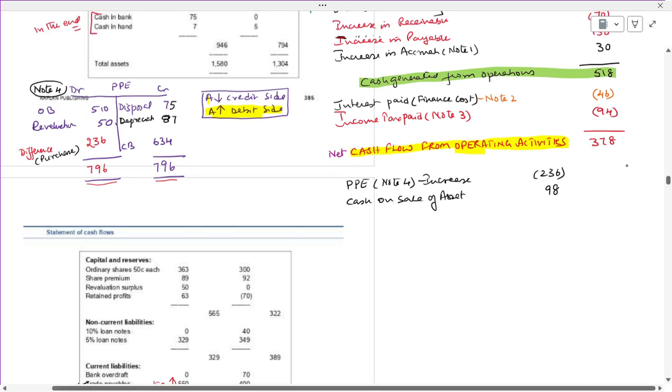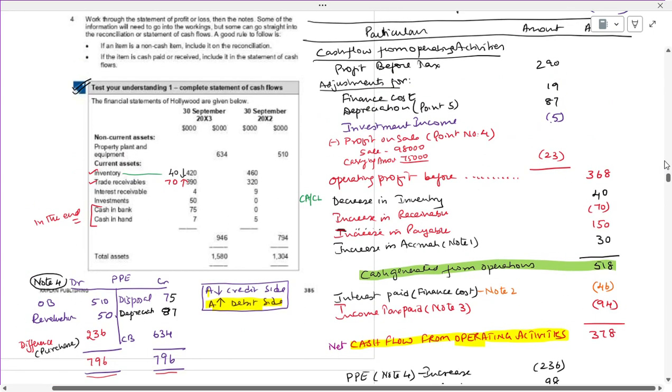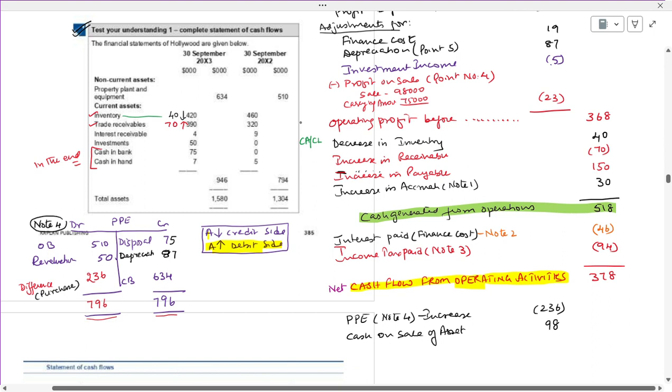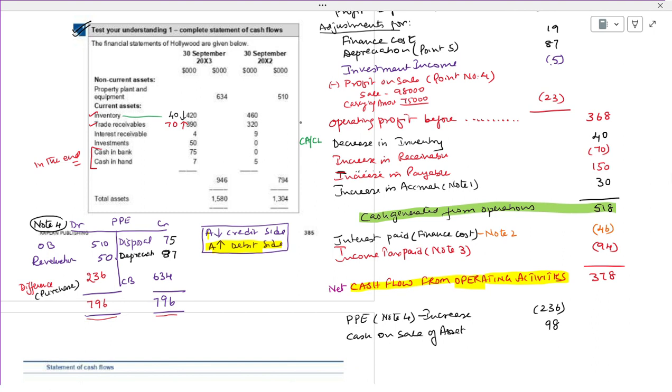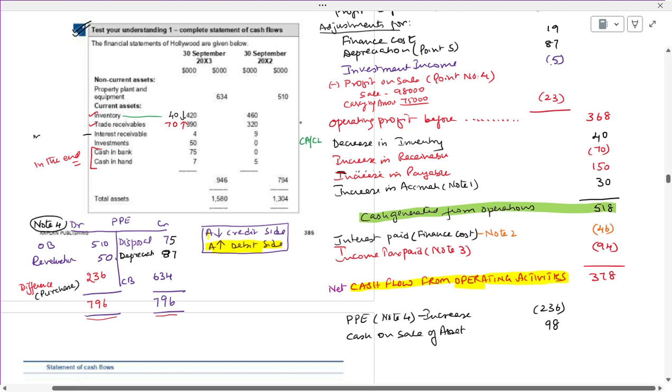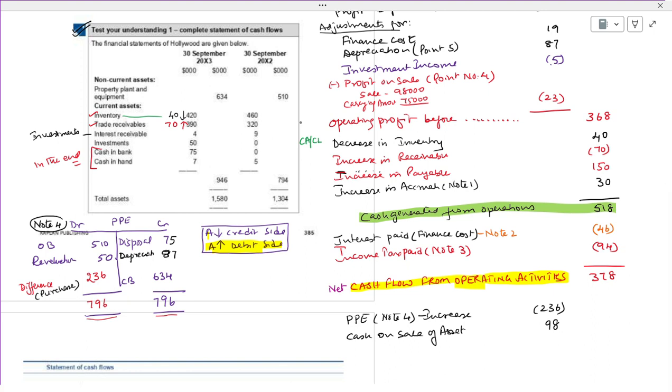Next. See, in the beginning, what we have done. In the beginning, what is there? Yes, interest. See the things. Interest receivable. Is it right? Interest receivables. This will come from where? This will come from investments.